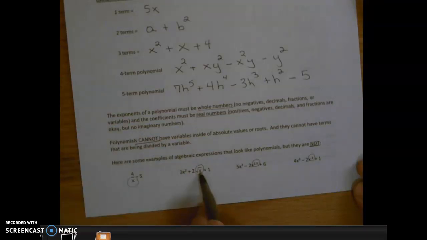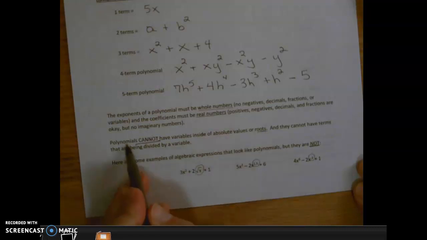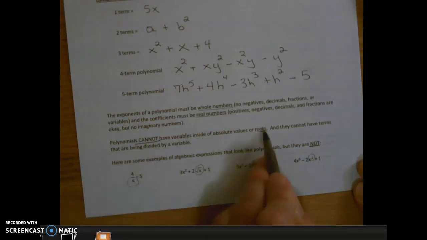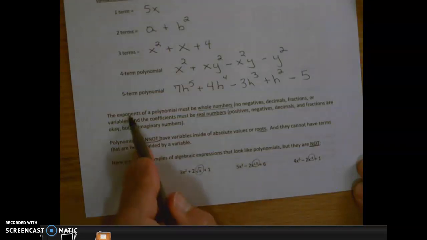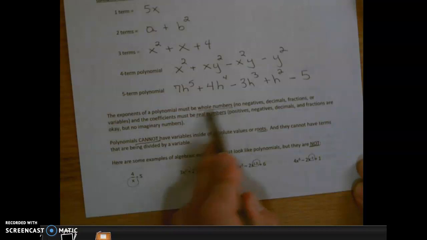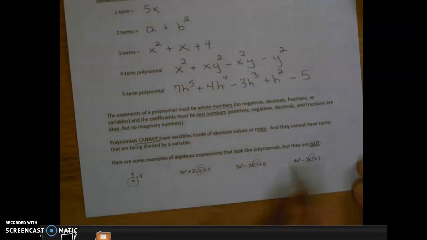Here we have a variable inside of a root, right here. Polynomials cannot have variables inside of roots. This is a square root. Here we have an exponent that is a decimal. It says here that the exponents must be whole numbers. And again, here we have a -3 exponent. That is not a whole number, okay?